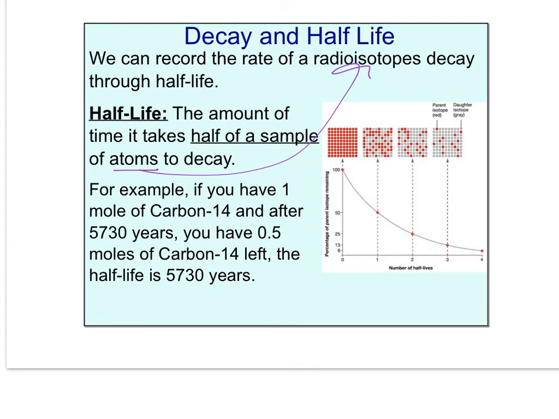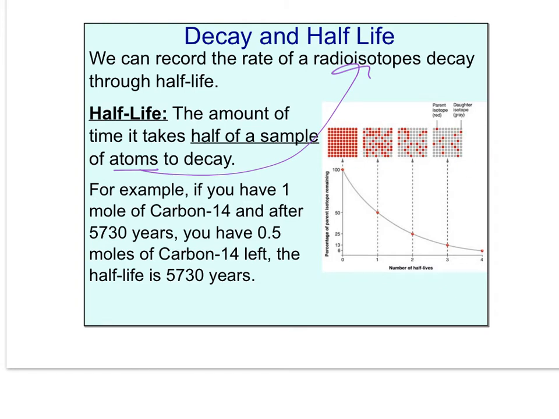So half of it has gone, half of it has decayed. That would mean the half-life of carbon-14 is 5,730 years. So every 5,730 years, a sample of carbon-14 is going to reduce by half, and that half that's gone has now decayed. It's gone from unstable to stable. I've got some pictures here too, if you want to visualize it.